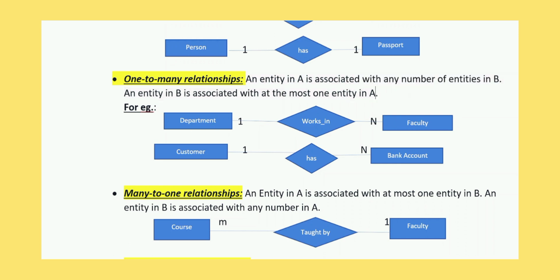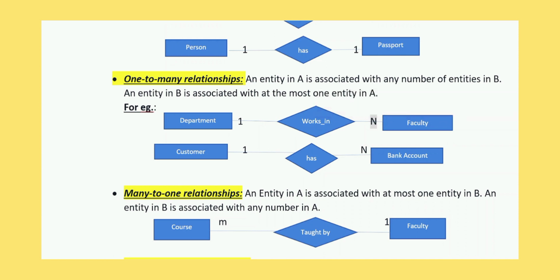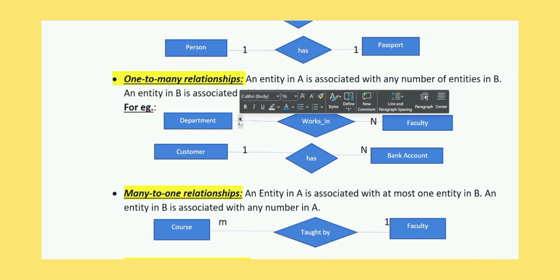Now come to the example. Department and faculty are the two entities from entity set A. These are two examples, completely different from each other. Don't connect these two examples with each other. They are completely individual. So from the first example, we can say one department works in many faculties. In one department, many faculties can work. Many is represented here with the letter N. So if N is written, then you consider it as many. If one is written, then it is one only, not many.